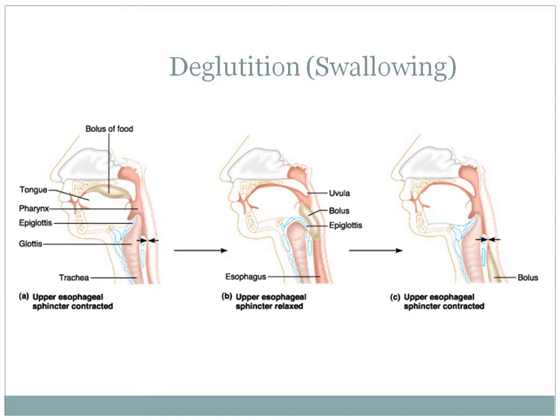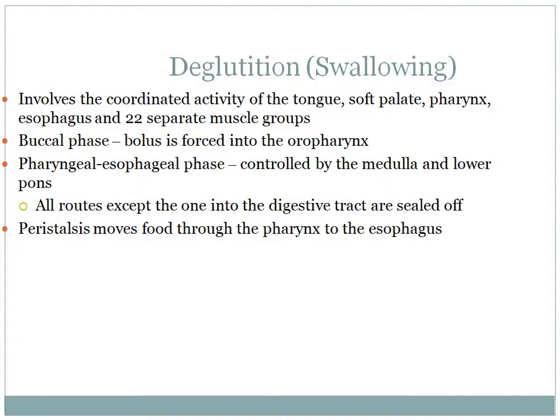Physiology of deglutition. Deglutition, or swallowing, involves the coordinated activity of the tongue, soft palate, pharynx, esophagus, and 22 separate muscle groups. It has three phases: the buccal phase, the pharyngeal phase, and the esophageal phase. In the buccal phase, the bolus is forced into the oropharynx.